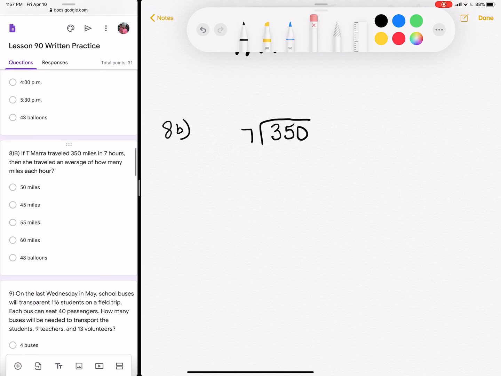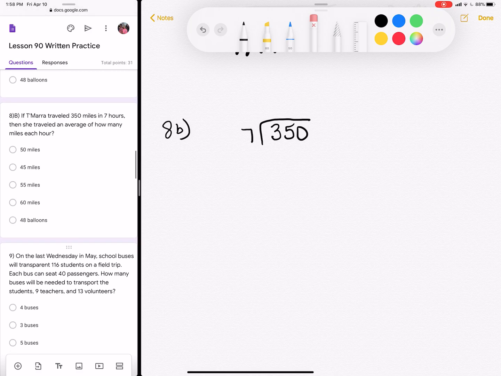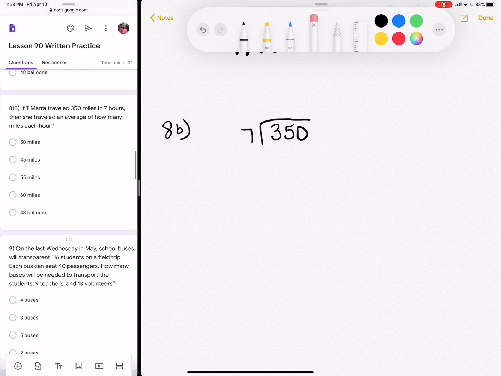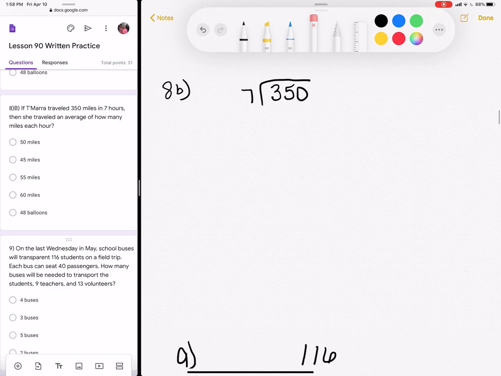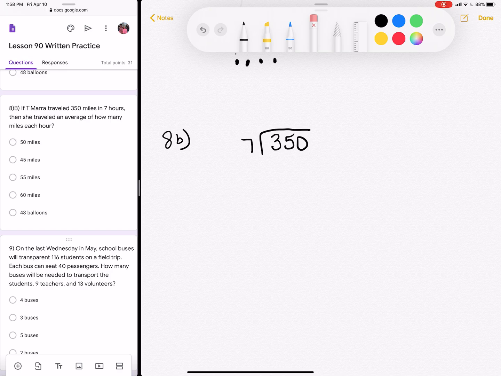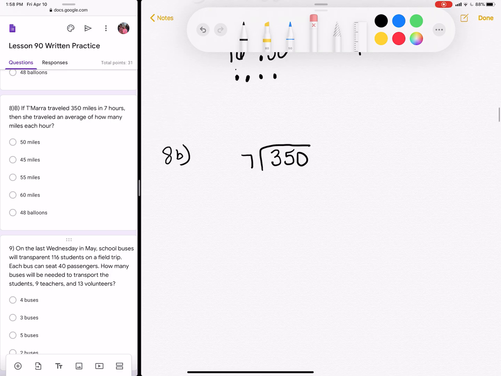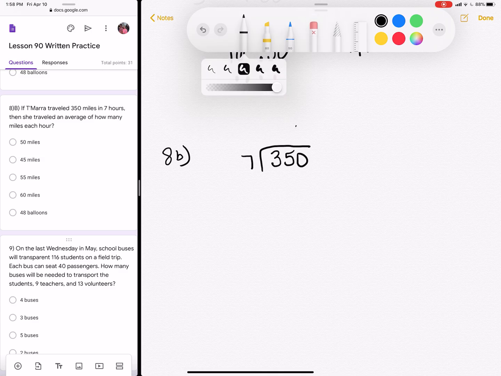8B, if Tamara traveled 350 miles in 7 hours, then how many miles did she travel an hour? So divide miles traveled by the time. You could do this anytime you guys go on a road trip. How many 7s are in 35? That would be 5. 5 times 7 is 35.